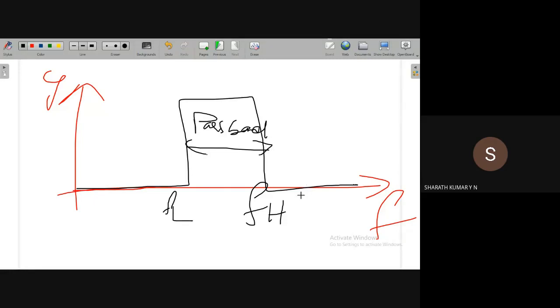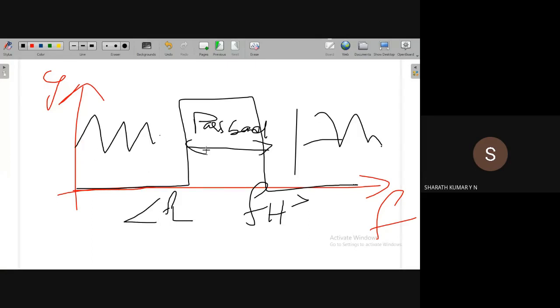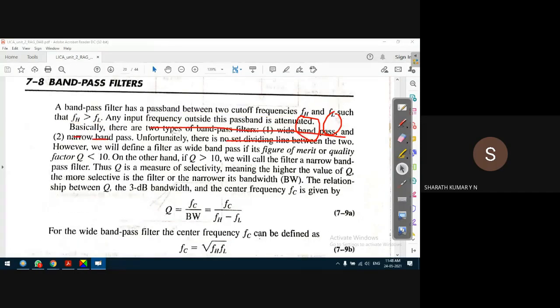The signals with frequency higher than FH and lower than FL are blocked by the band pass filter. Very simple. It's also called a pass band filter; they're all the same. In some textbooks they use pass band filter also.